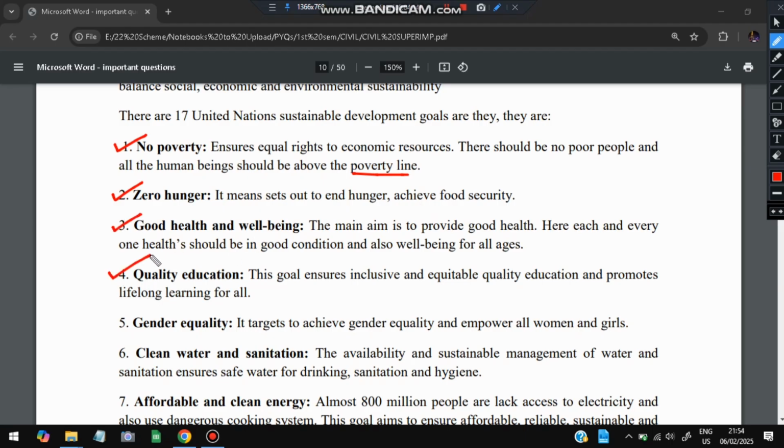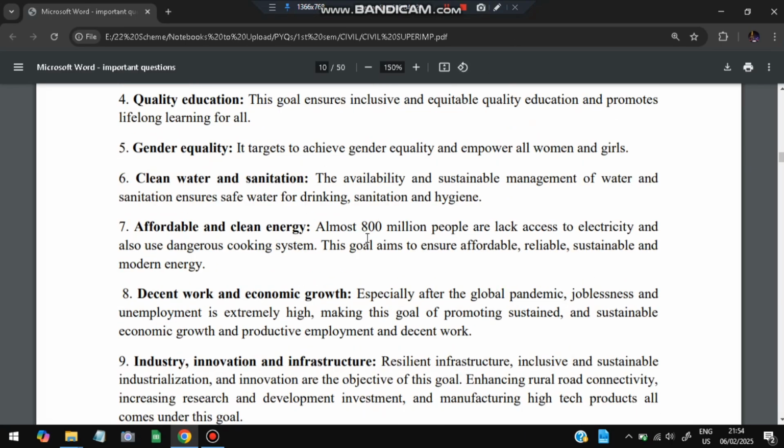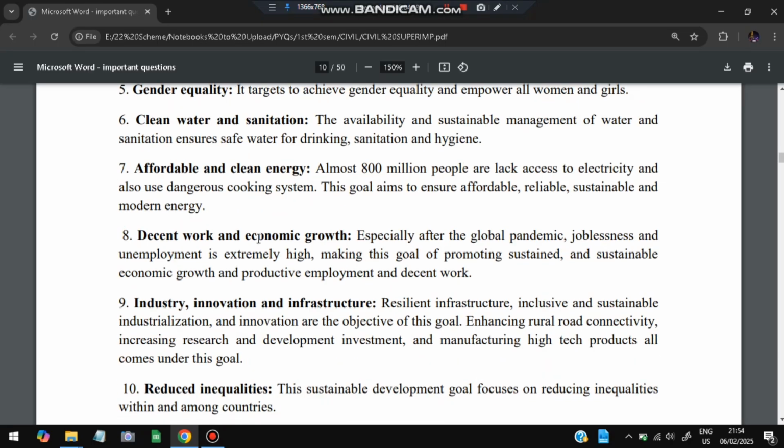Fourth is quality education. Fifth is gender equality. Sixth is clean water and sanitation. Seventh is affordable and clean energy. Okay, almost 800 million people lack access to electricity. That should be worked upon. And the eighth one is decent work and economic growth. Due to a lot of unemployment, that should be ended, and everyone should have an opportunity to work.